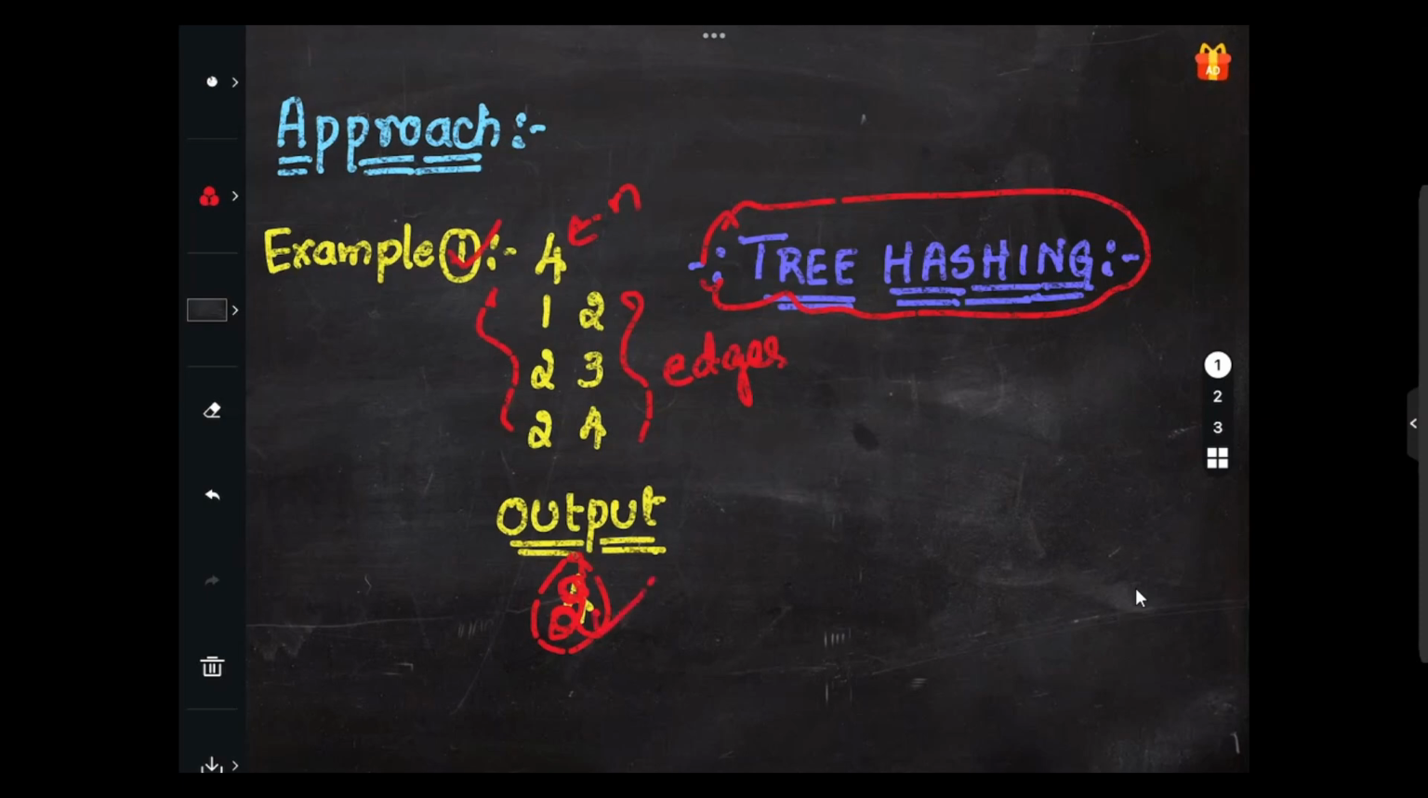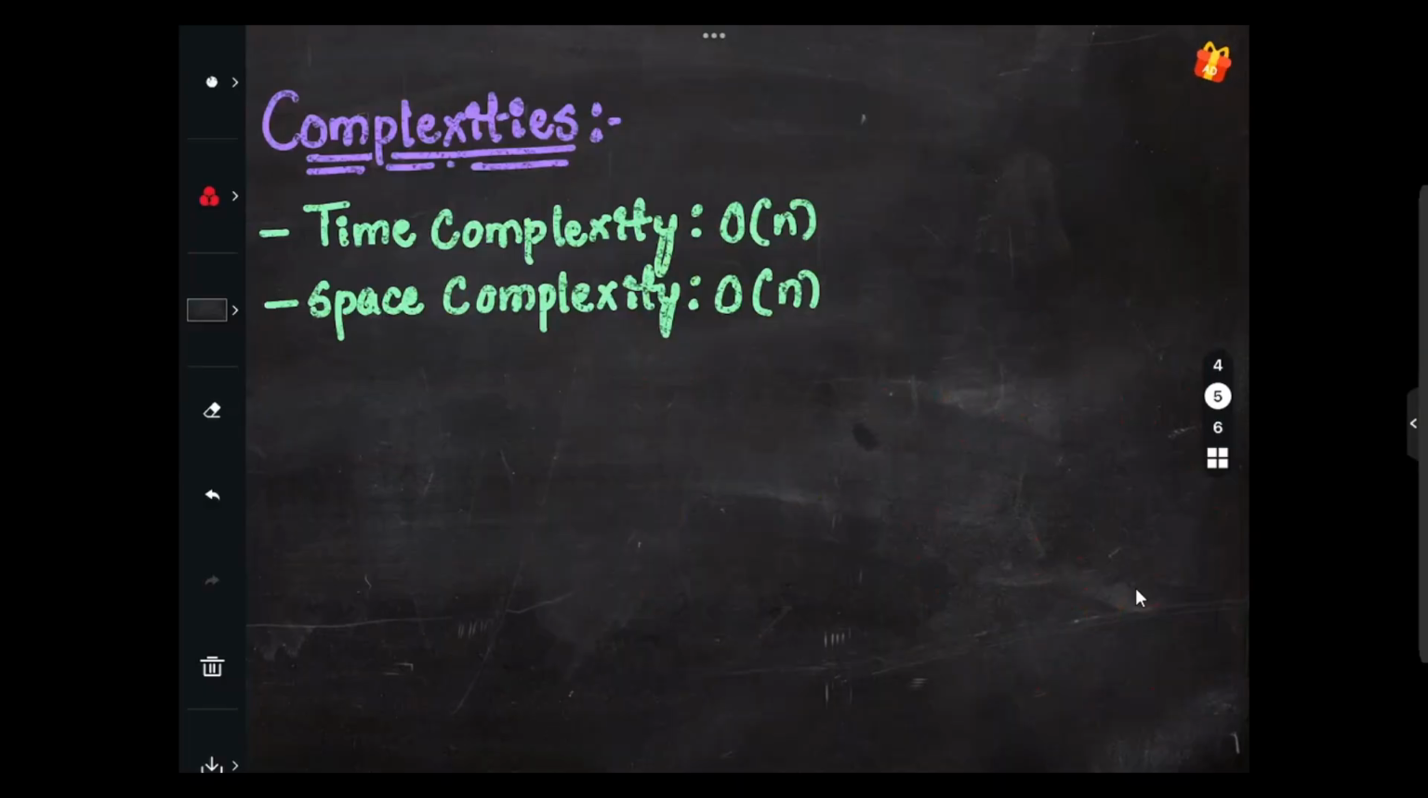So the output that we got here is 2, which is equivalent to the output that they have shown for example 1 within the question. So our approach works absolutely correct here. As we are completely familiar with the approach, let's quickly discuss the complexities part.